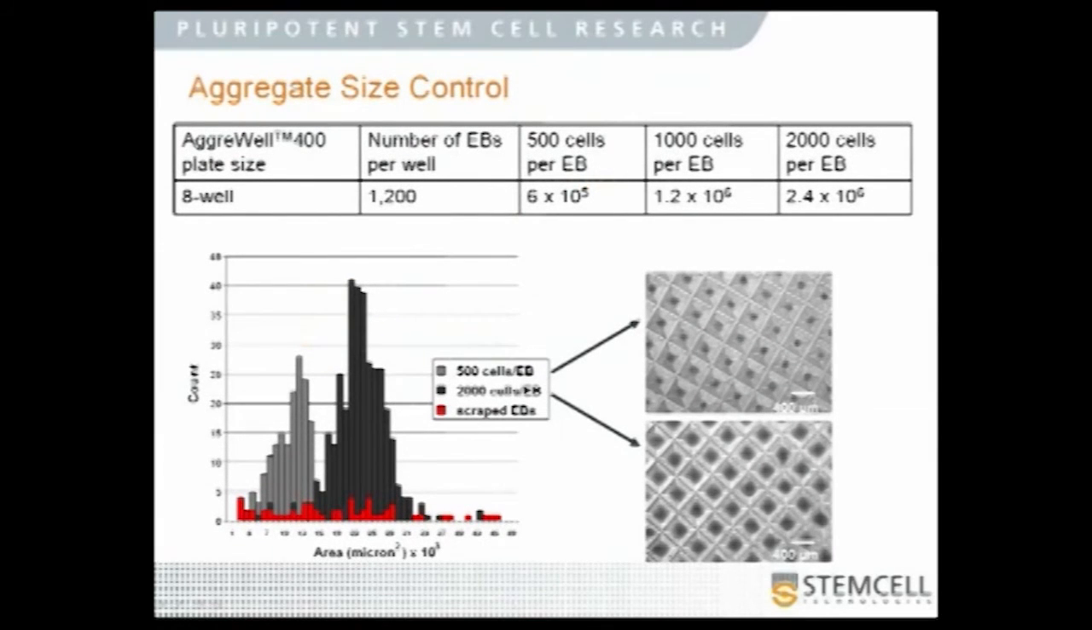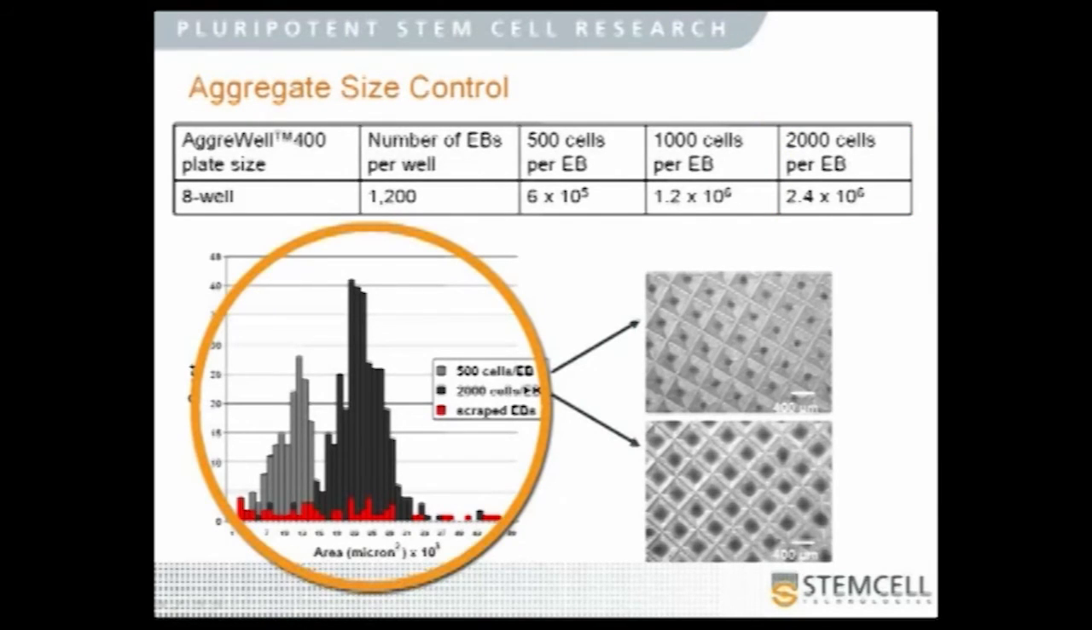Aggregate size control is a function purely of the input cell number. So, for example, in the current AggreWell 400 plate size, there are approximately 1,200 microwells within a single well. So if you want to generate EBs of a given size, you simply multiply the number of cells you want per aggregate by the number of microwells. So in this case, if you want to generate 500 cell aggregates, you multiply that by 1,200, and you need to add 600,000 cells per well. 1,000 cells, twice as many input cells. 2,000 cells per aggregate, twice as many again.